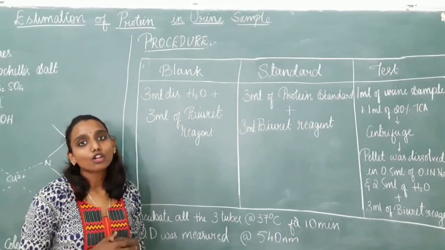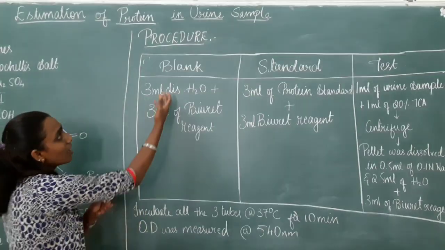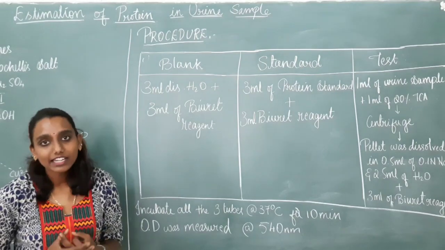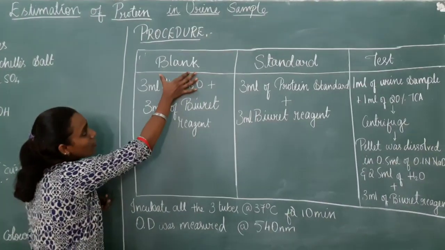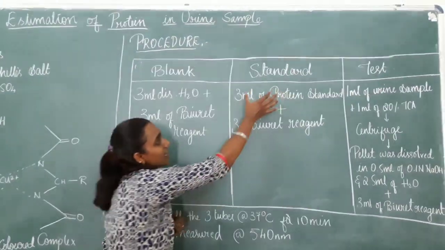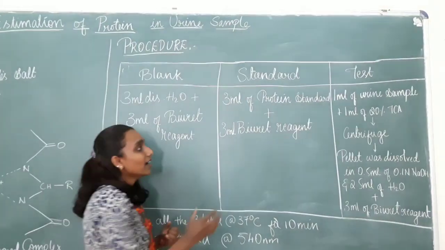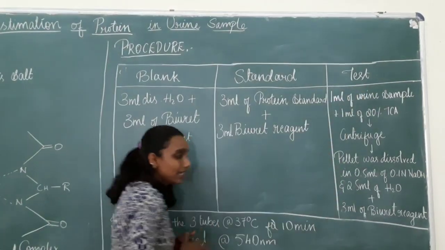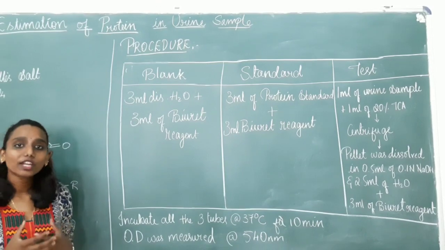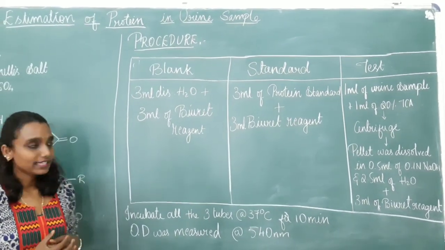Now let us move on to the procedure. Here we are going to take 3 test tubes. One test tube we are going to use as blank. Another test tube we will be using as standard. Another test tube will be for our test. That will be the urine. The urine sample is going to act as a test.